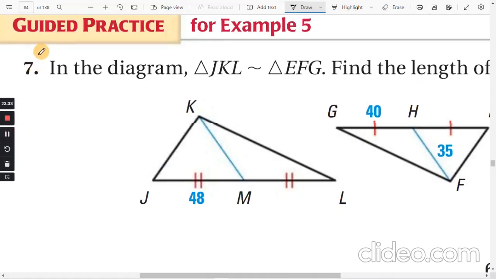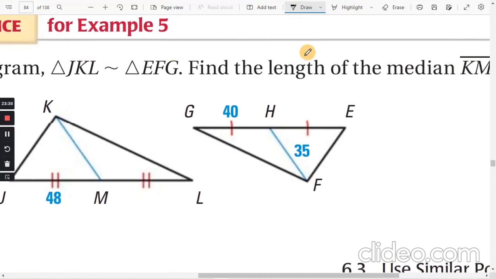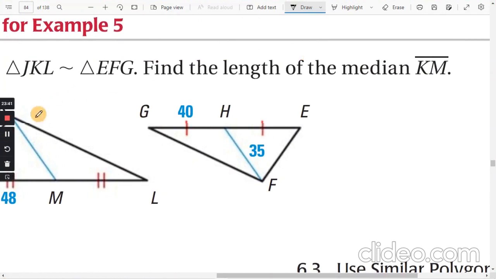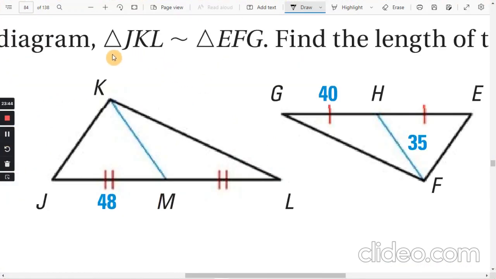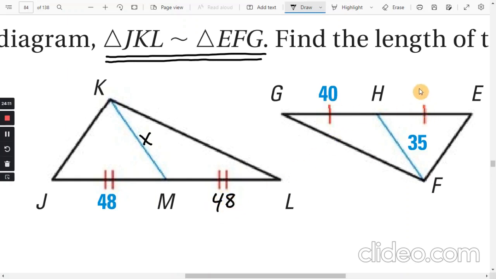Okay, last one. Please try number 7 in the diagram. JKL is similar to EFG. Find the length of the median, KM. Okay, so you want to use this similarity statement here. And they gave you this median here is 35. This median right here is what we're looking to find. So I'm going to call that X. Okay, and this side length here, this is 48. This is 48. If this is 40, then this is 40.